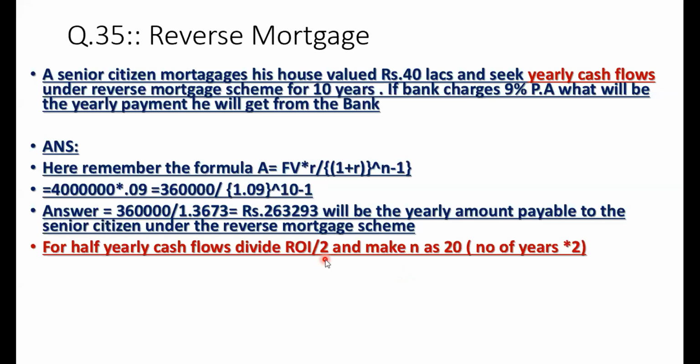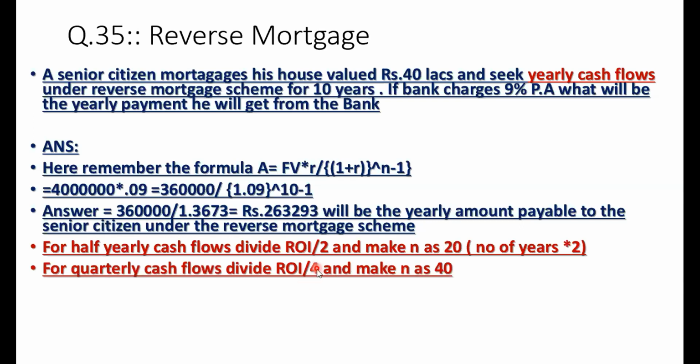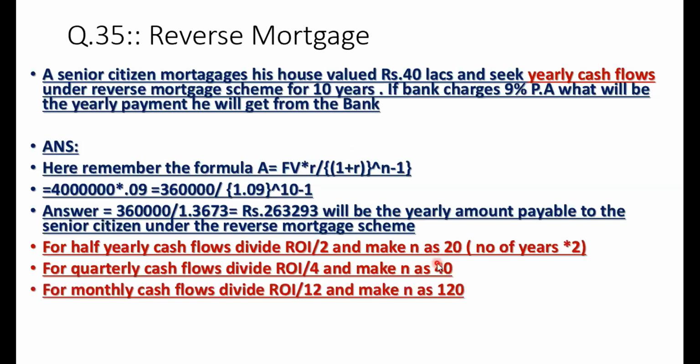Supposing they ask half yearly, divide by 2. Quarterly, divide by 4. Frequency will be doubled. Half yearly means divide the rate of interest by 2, and 10 years will become 20. Suppose quarterly, divide by 4 and it will become 40, 10 years means 40 intervals. Suppose monthly, rate of interest divided by 12 and 10 years will become 120 months. Formula is same.